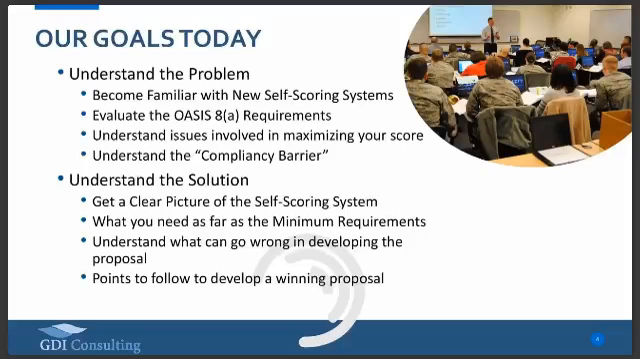RFQ or the RFP. Understanding the solution, you want to get a clear picture of the self-scoring system, both the one that is presented as a criteria for acceptance and ultimately award for this, and also our own that helps you to evaluate what your score is and whether or not you've gotten the maximum that you can. What you need as far as minimum requirements, what can go wrong in developing the proposal itself, and then finally some of the points to follow to develop a winning proposal, not just the scoring, but some of the processes that are involved.